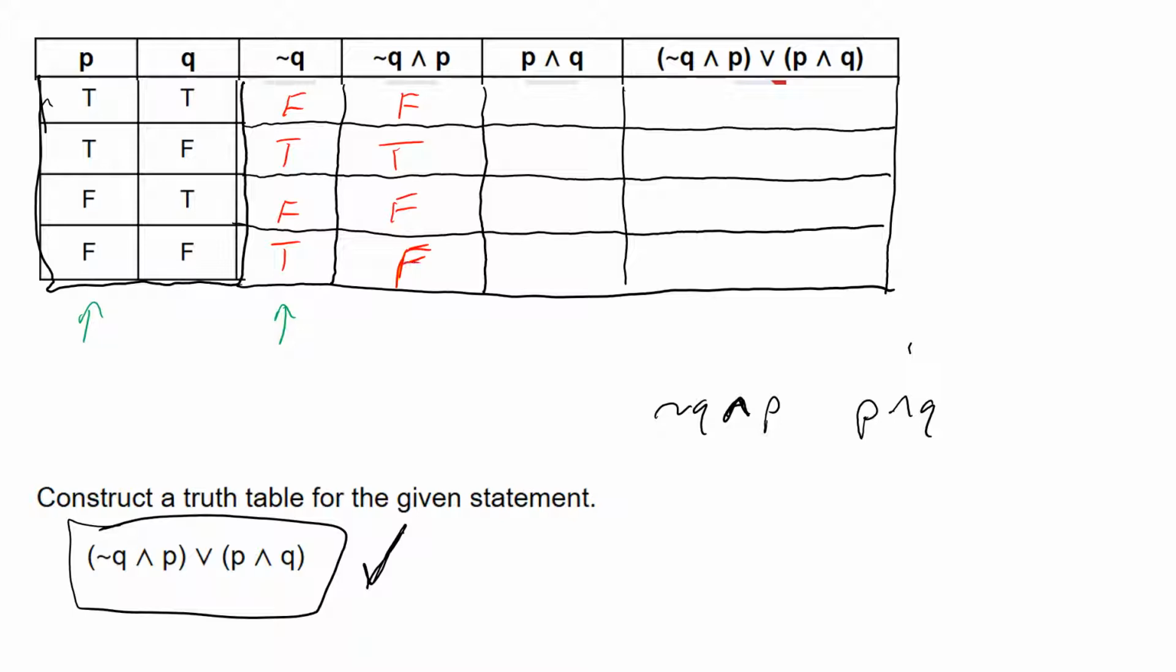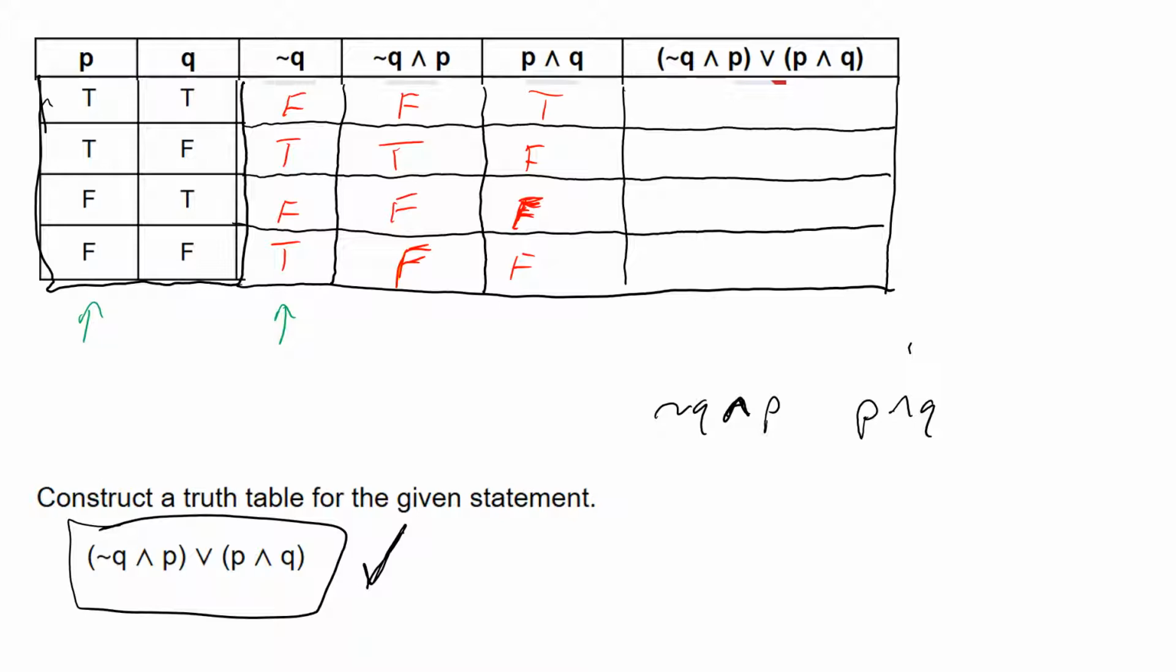Now we have P and Q, so on the first row, P and Q are both true, so this will be true. On the next three rows, it'll be false, because on the next three rows, they're not both true. On the second row, P is true and Q is false. On the third, P is false and Q is true, so they're not both true, so we have a false. And on the last row, both P and Q are false.